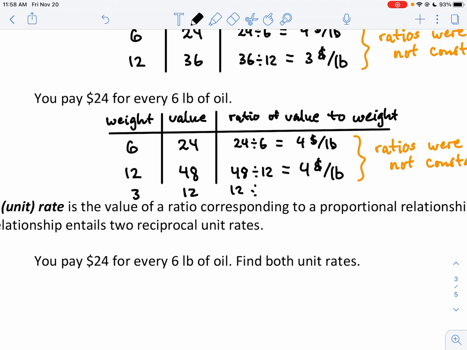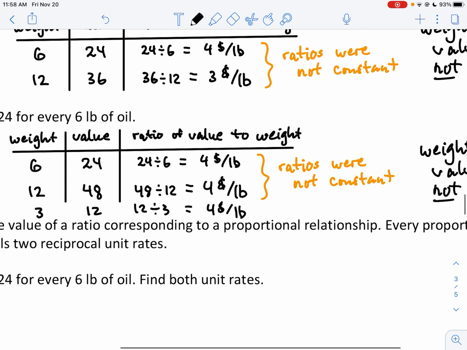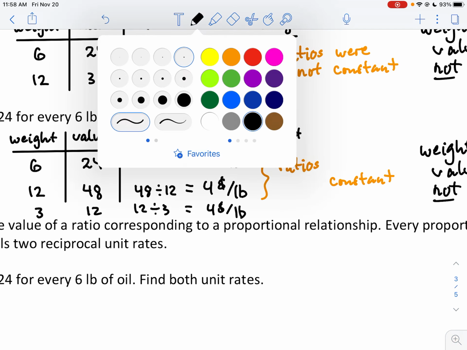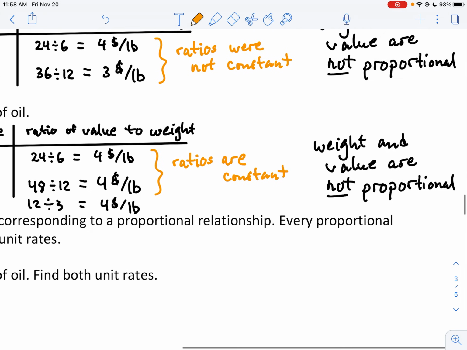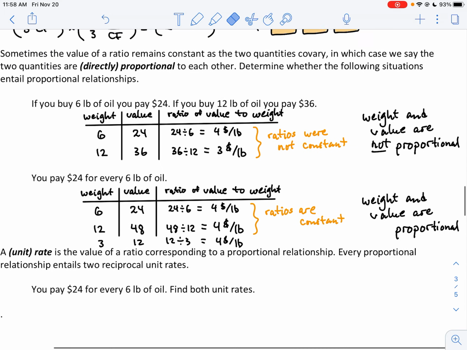And if you do 12 divided by 3, you're going to get, again, $4 per pound. So the ratios are constant. They are not changing. Which means, in this case, weight and value are proportional.